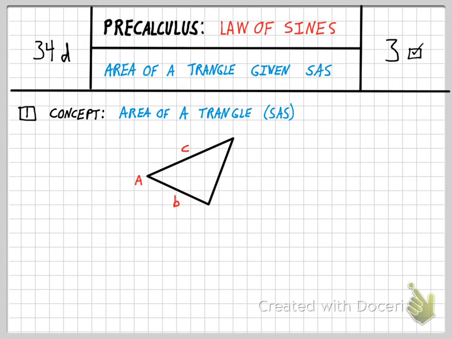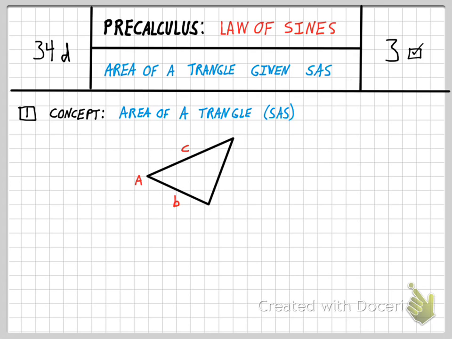Alright, this is concept 34D. This one's quite a bit easier than our last video, which was a tough one. This is a different way of finding the area of triangles. That's kind of a helpful situation anytime you're given a side, an angle, and a side.